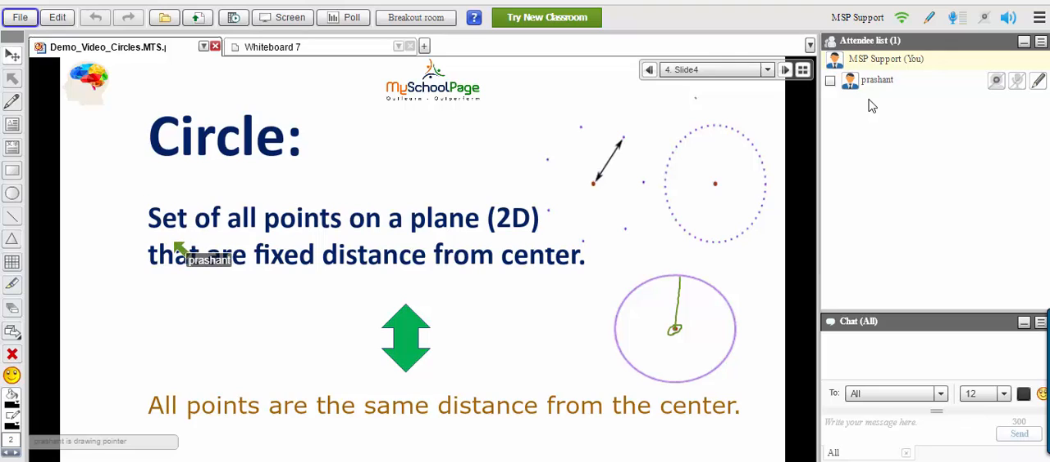So a circle is the set of all points on a plane that are at the same distance from the center, and it is a two-dimensional figure because it doesn't have any height. And this is also correct: all points are at the same distance from the center. We have already seen that all points are at the same distance from a fixed point. This fixed point is called the center.